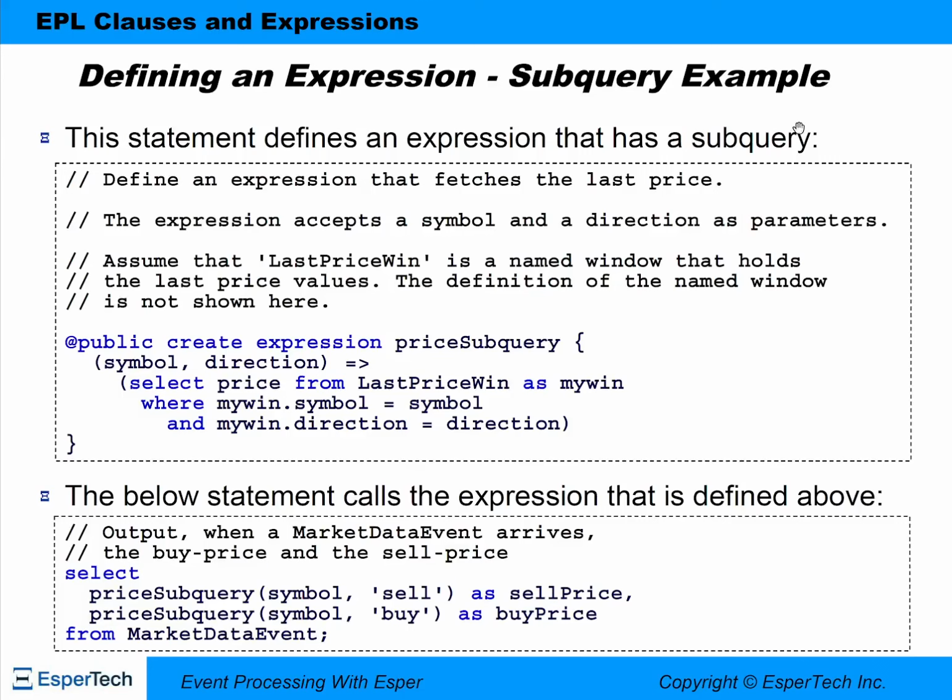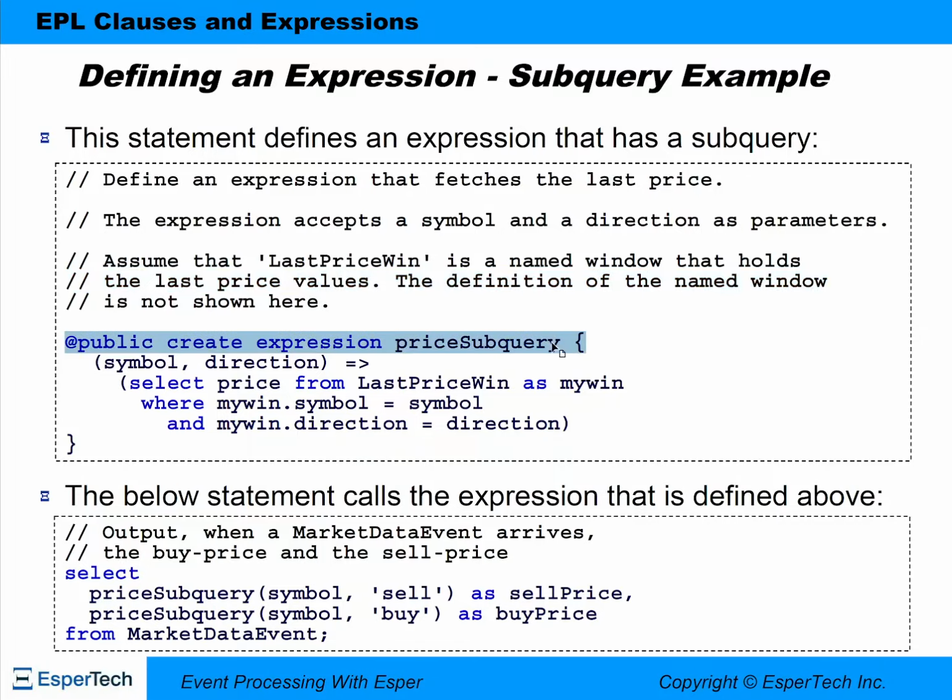This statement defines an expression that has a subquery. This statement defines an expression that fetches the last price. The expression accepts a symbol and a direction as parameters. Assume that last price win is a named window that holds the last price values. The definition of the named window is not shown here.